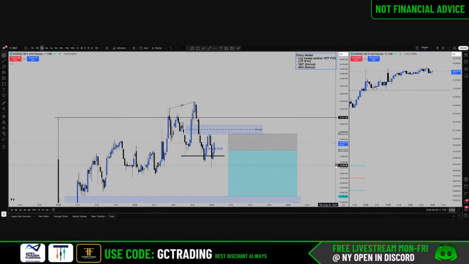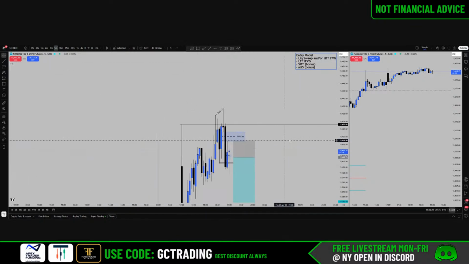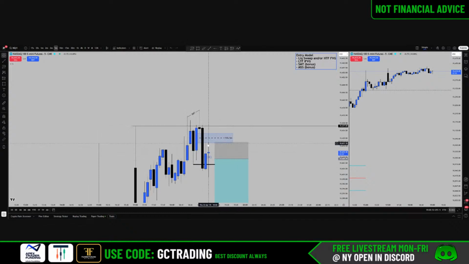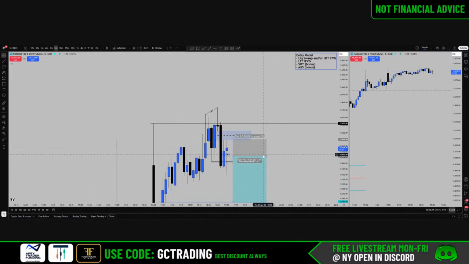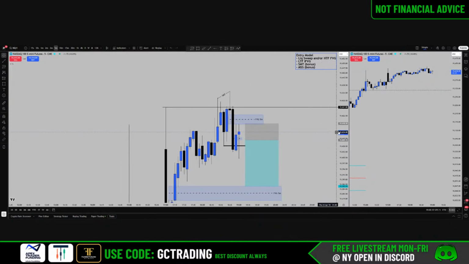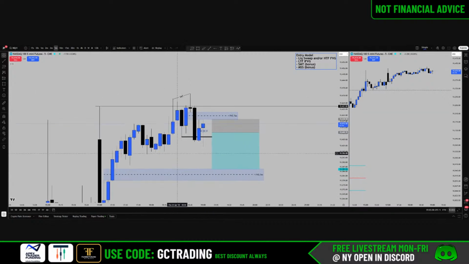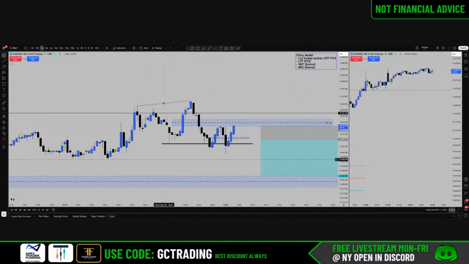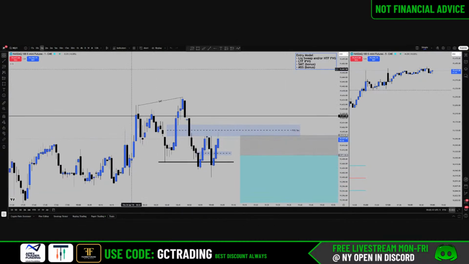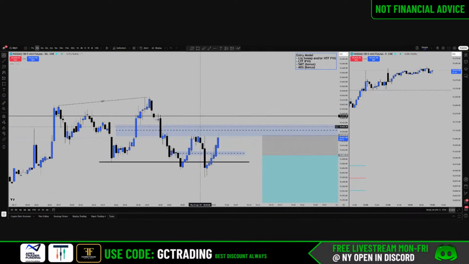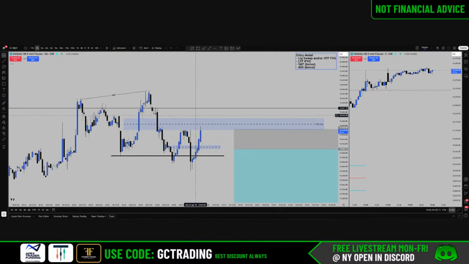So ideally, I want to see price pull back into this fair value gap. We just immediately kind of tapped it and then rejected pretty hard. I want to see price kind of pull back into that area. And then get that fair value gap, that inversion.